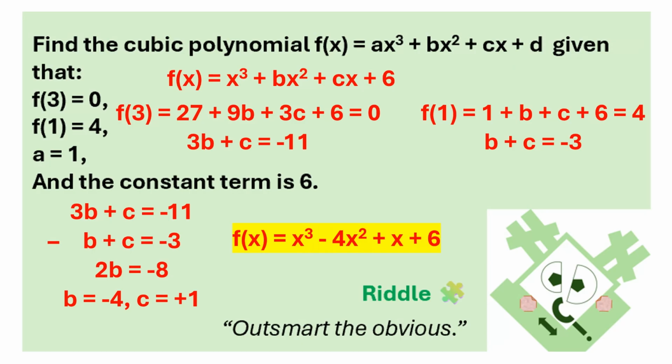Same for f of 1 equals 4. And it's given to you that a equals 1, so you don't need to worry about what the coefficient of x cubed is. So you're just working out what b and c are. So you do that by subtracting the 2 equations you formed, like they're simultaneous equations. And then you just rewrite the whole thing out. So you should have gotten x cubed minus 4x squared plus x plus 6.